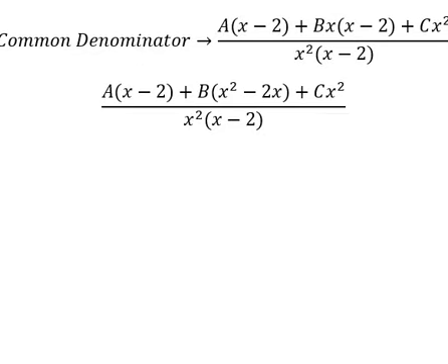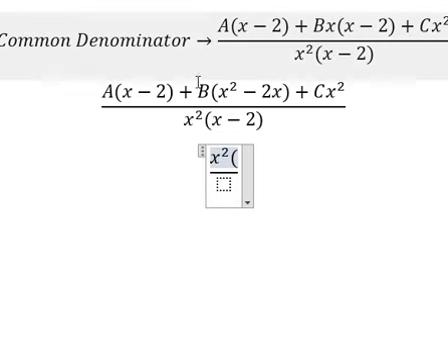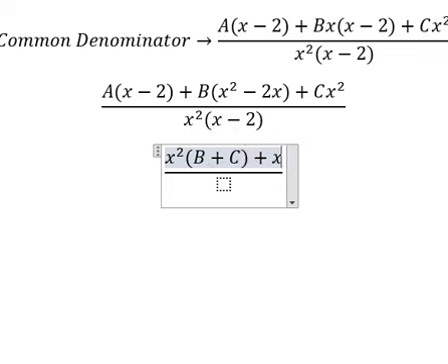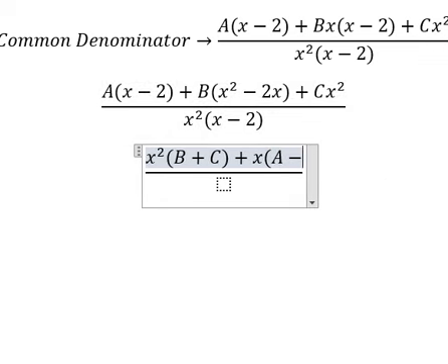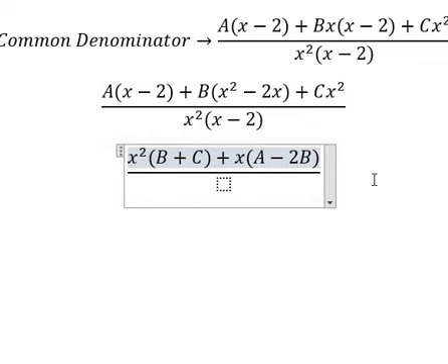Next, we need to arrange based on the terms of s. About s squared, that is B and C. About s, we have A with s, B with negative 2. About the numbers, we have negative 2 with A.